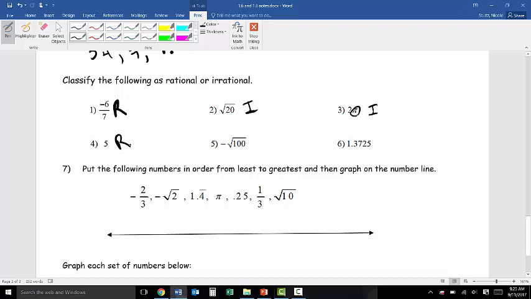All whole numbers are rationals. The square root of 100 is 10, so that's rational. And even though this looks like 3725, there's no pattern, it does terminate, so it is rational.